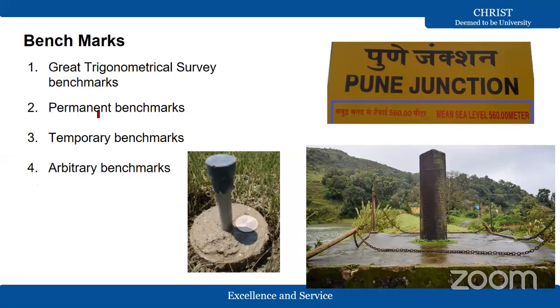Survey of India is going to establish permanent benchmarks. These Great Trigonometric Survey benchmarks were established long back, and till now we have preserved them. This figure is one of the GTS benchmarks established by the British government. See here, at Pune junction, mean sea level 560 meters. This is the elevation, the RL of this point, the railway station. This will be written over here. Almost all railway stations have this mean sea level, the RL of the point.